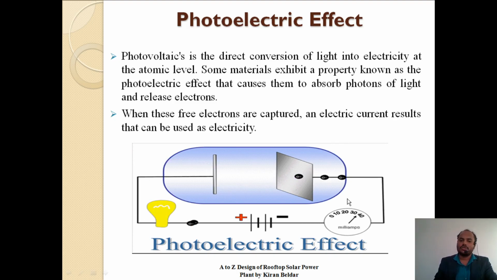As shown in the diagram, sun radiation is falling over the photovoltaic material or the semiconductor material, from where the photons are absorbed by the semiconductor material and electrons flow inside the circuit. A very tiny amount of electricity is generated by a single solar cell.